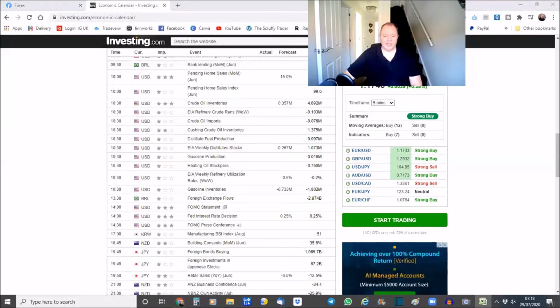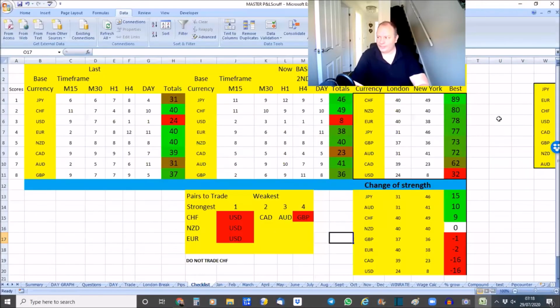But I also scan through and I work out this. And again, I use this every day as I do my sheet every day. And again, this is not a direction picker. It's an activity picker. All it's doing is telling me which is going to be active. Okay.